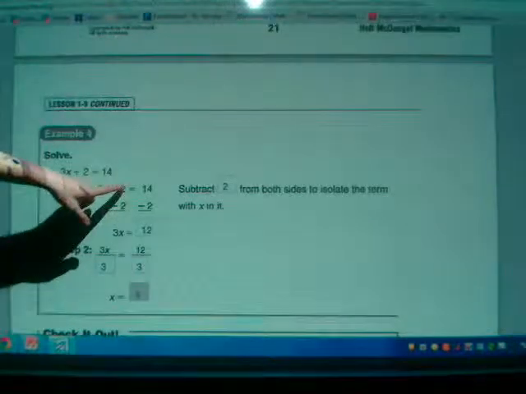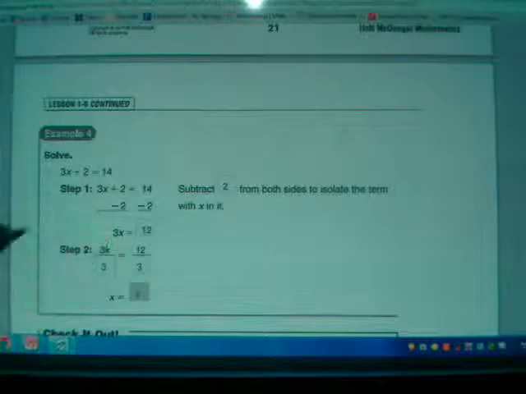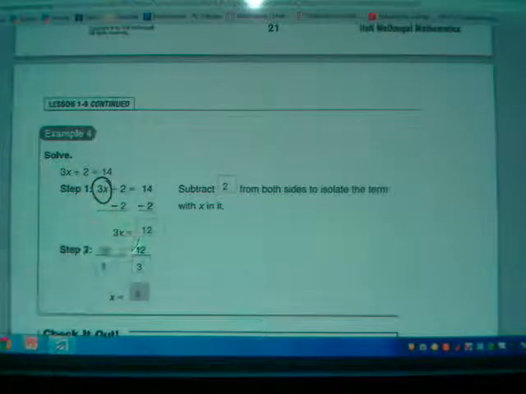Now on this left side, the 2 minus 2 is going to go away to make 0, just leaving me this 3x. Meanwhile, on the right side, 14 minus 2 is going to change into 12. So now we have 3x equals 12. And now we'll work with that.